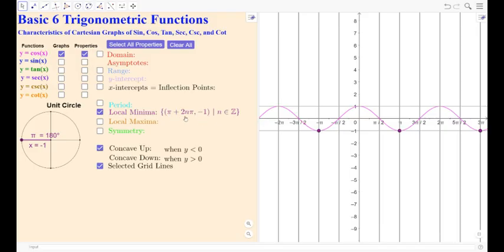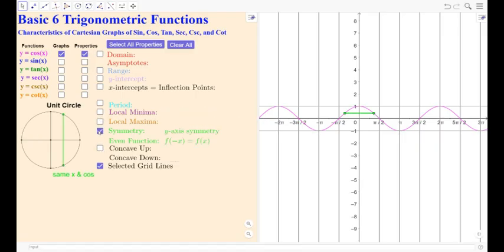I actually think this is maybe the best way to write it, but another way to write this would be to factor the pi out and write it as 2n plus 1 in parentheses times pi. So another way to say that is an odd multiple of pi. 1 pi, 3 pi, 5 pi, negative 1 pi, negative 3 pi. It's another way to say the same thing. So there's all of the extrema in that case.